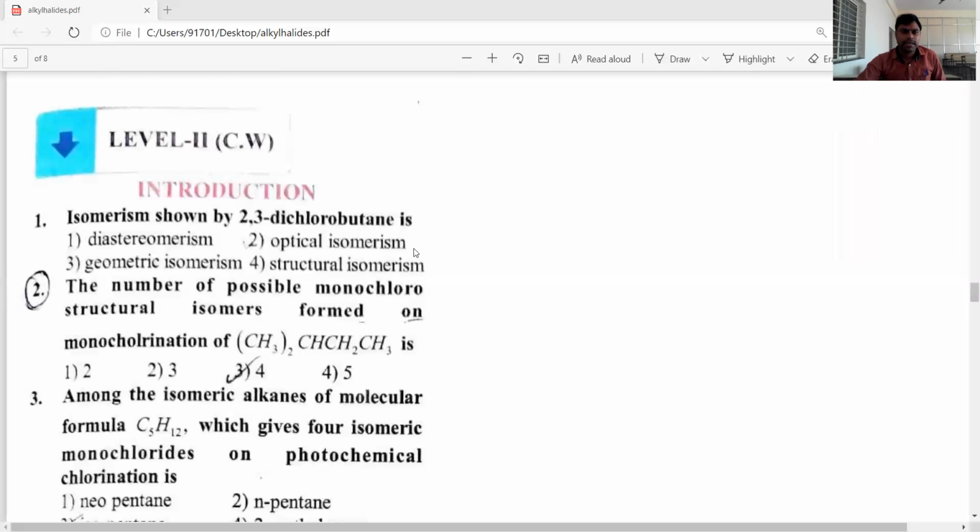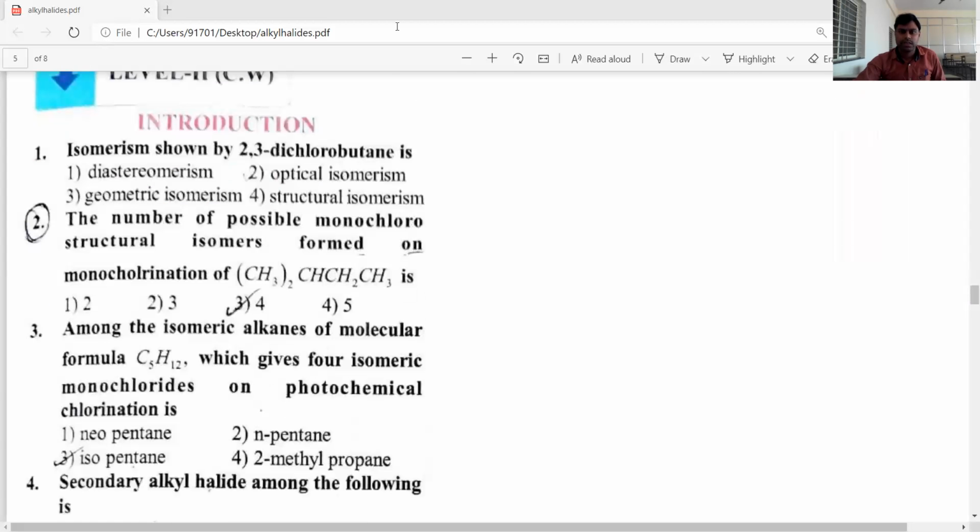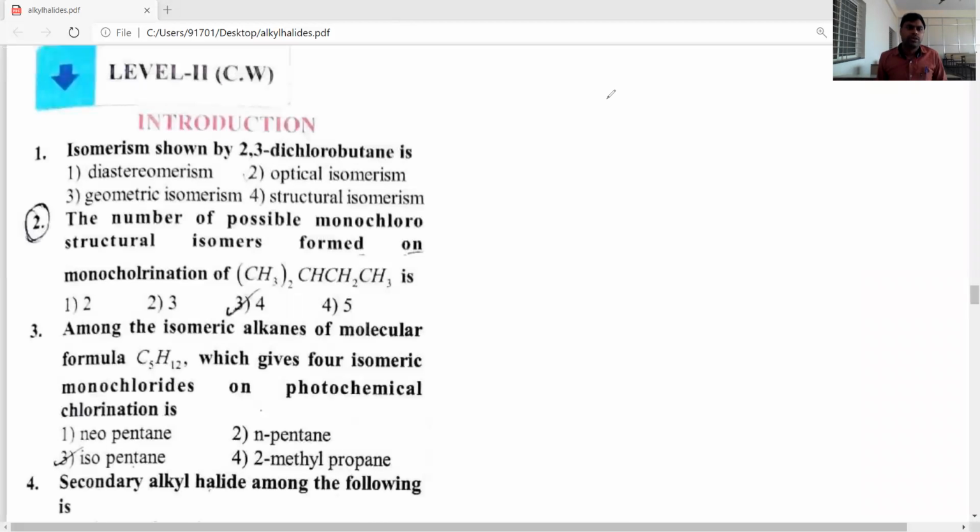Okay, level 1 completed. Next, level 2, let's see. Very easy only. This is also important. The first one is isomerism shown by 2,3-dichlorobutane.